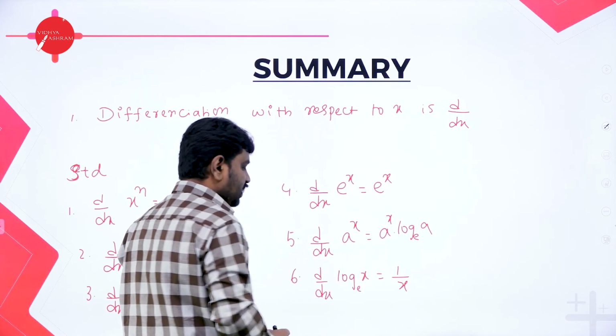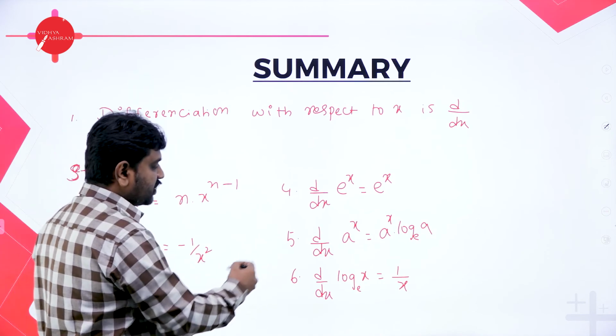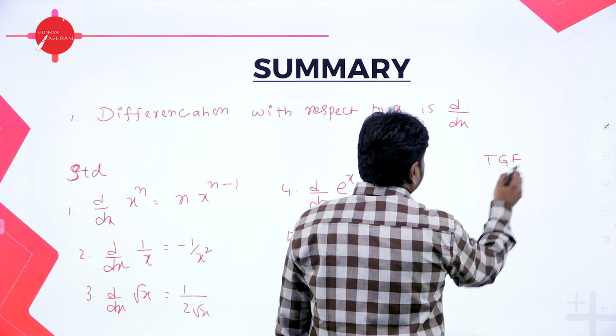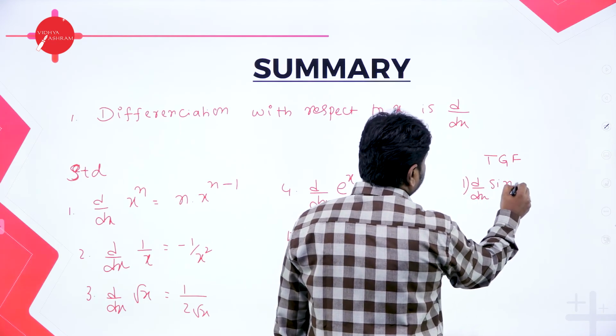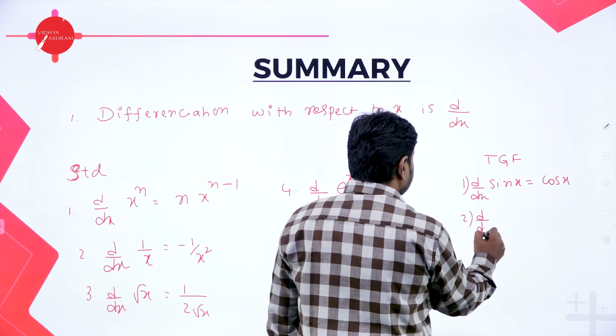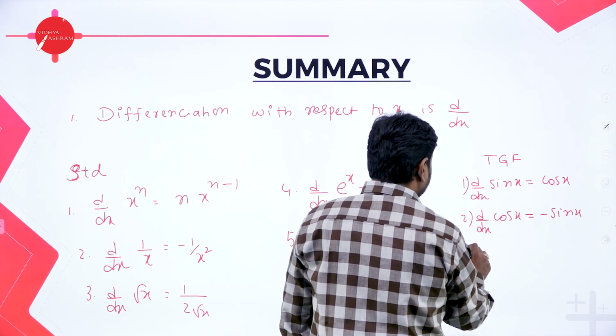So these are the 6 standard functions: x power n, 1 by x, root x, e power x, a power x, log x. Then we have trigonometric functions. So trigonometric functions we started today. The first one, d by dx of sine x. What is the derivative of sine x? Cos x. And the derivative of cos x we have done. What is the derivative of cos x? Minus sin x.